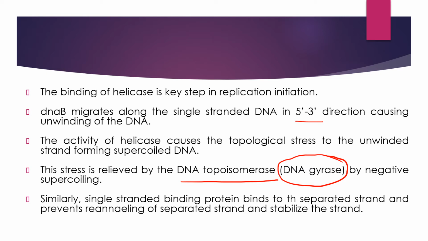Similarly, single-stranded binding protein binds to the separated strand and prevents the annealing of the separated strand. So you will ask why this single-stranded binding protein binds in the first place. To prevent the re-annealing. What does re-annealing mean? Re-annealing is joining of these two single strands in the open complex to form a double-stranded DNA. So to prevent that, what attaches? Single strand binding protein, SSB proteins.